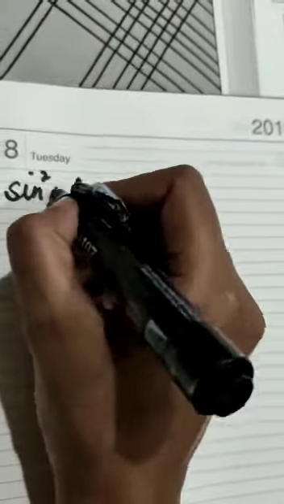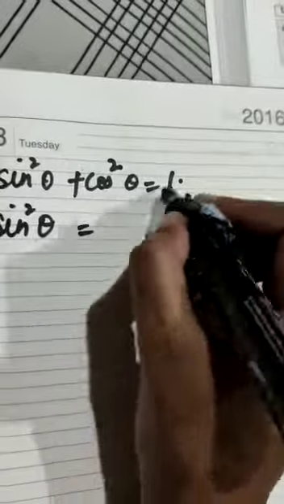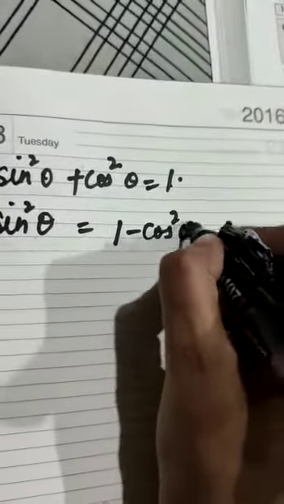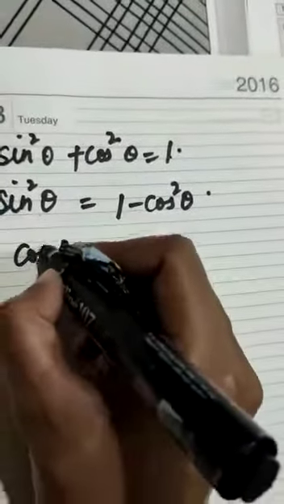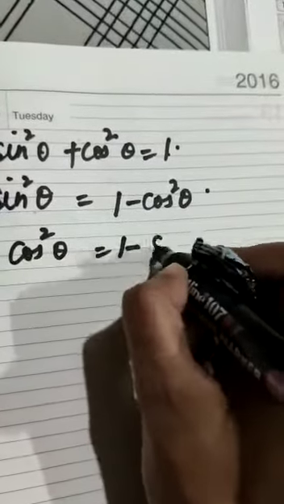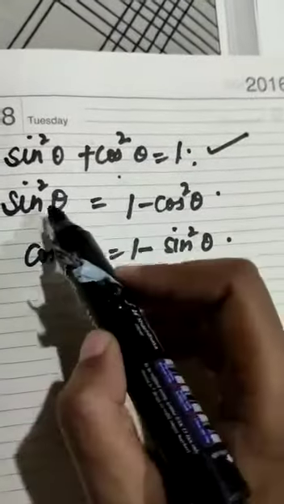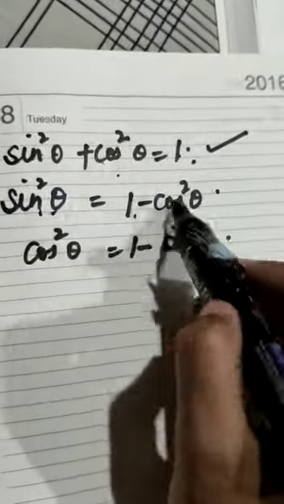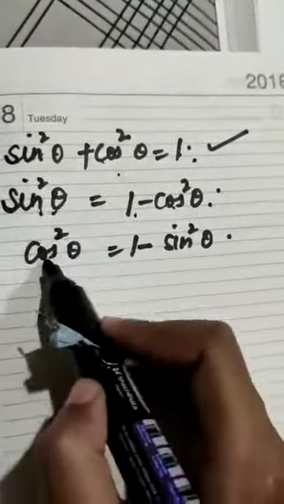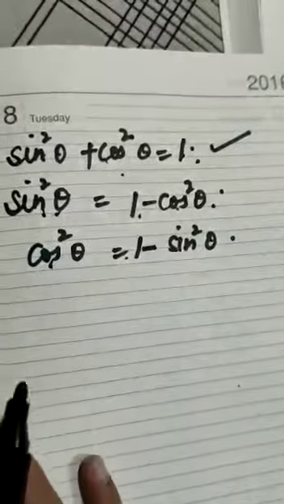By using sin square theta plus cos square theta equals 1, we can also find the value of sin square theta, that is 1 minus cos square theta, and cos square theta is equal to 1 minus sin square theta. You have to remember sin square theta plus cos square theta is equal to 1.